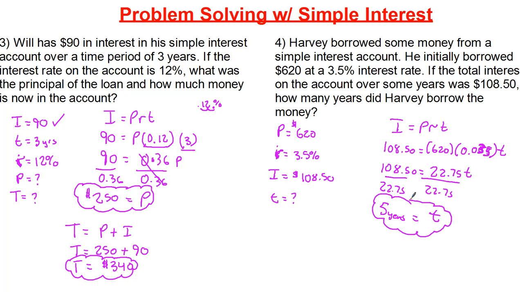Alright, and that's basically it. So 620 multiplied by 0.035, and I actually think this is supposed to be 21.7. There we go, 21.70, and then when you divide it, it'll be 5 years. Okay, that's it.